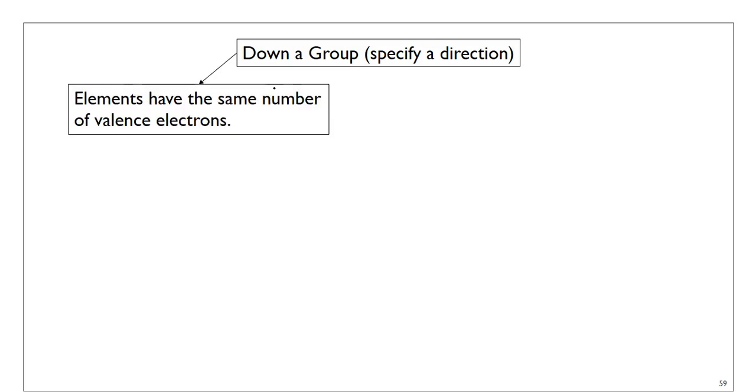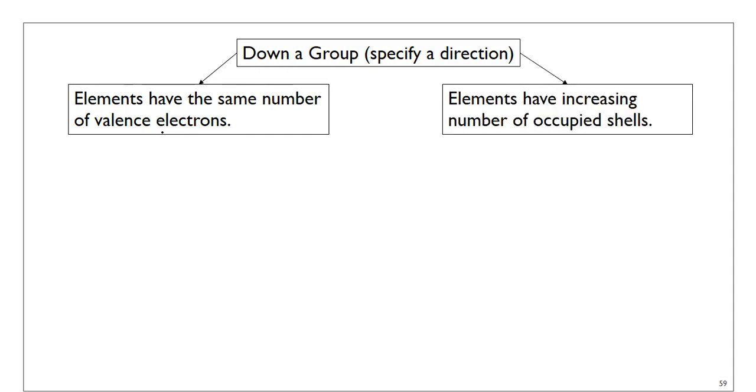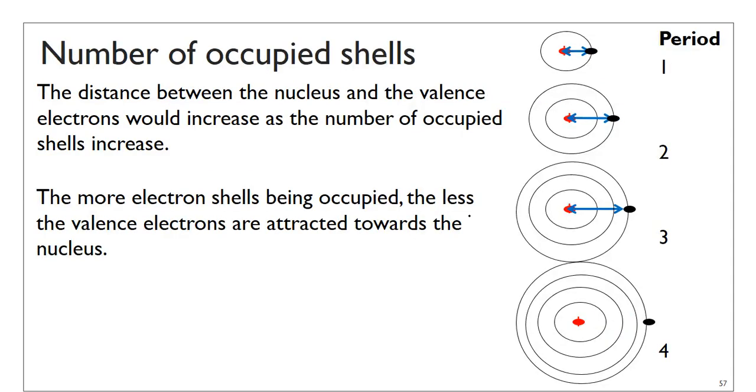So I always start with the direction. The direction that we're looking at in this question is down a group, and you need to know what the members of the same group have in common and what changes when you go down a group. The same can be said for going across a period. When we go down a group, elements have the same number of valence electrons. That's what elements in the same group have in common, but they will have an increasing number of occupied shells. If you recall the example that we just did, this visual representation is an example of members of the same group. As you go down the different periods, this is all in group 1.